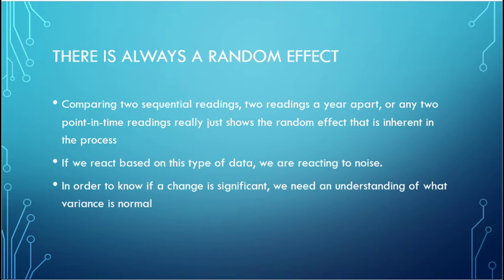So the bottom line is comparing any 2 sequential readings, any 2 readings that are a year apart, or in fact, any 2 point-in-time readings is really just showing us a random effect that is inherent to the process. We have no idea whether those differences are significant or not. And if we react to that type of data, then we're reacting to noise. So in order to understand if a change is significant, we're going to need to have an understanding of, for this variable in this system, what sort of variance is normal.